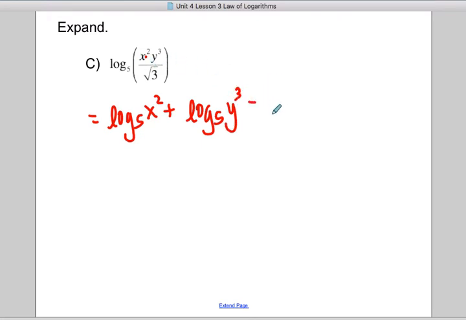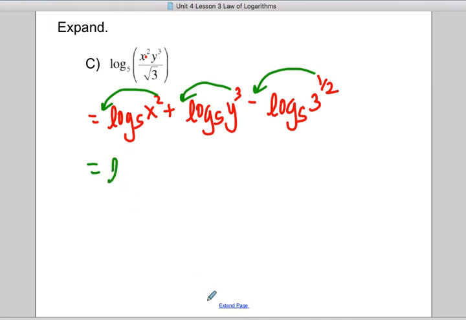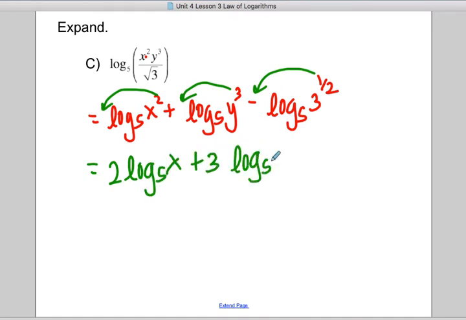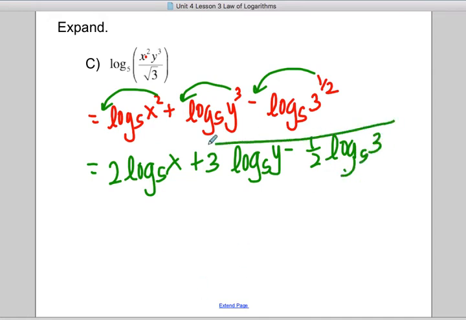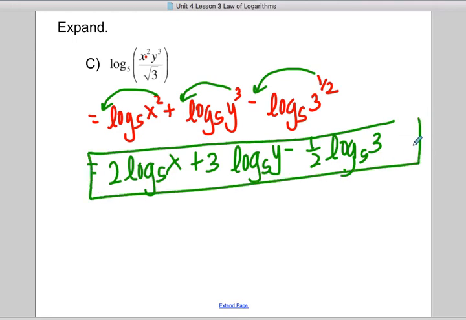Now division, so minus log base 5 of, and I'm going to rewrite this right away as 3 to the 1/2 power. Then our last step is to take our exponents to be expanded all the way and put them down in front. So we have 2 log base 5 of x plus 3 log base 5 of y minus 1/2 log base 5 of 3. Ooh, that looks bad. Log base 5 of 3. Good. All right, so hopefully you did well with those when you practiced on your own.